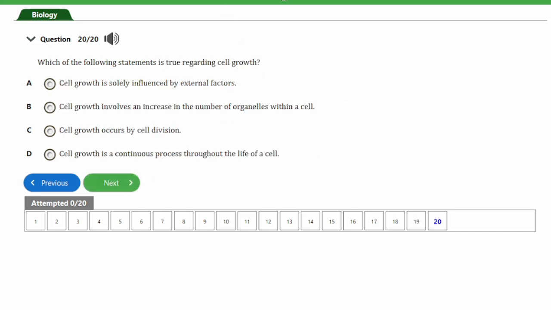That's question number 20. It says, which of the following statements is true regarding cell growth? A. Cell growth is solely influenced by external factors. B. Cell growth involves an increase in the number of organelles within a cell. C. Cell growth occurs by cell division. And D. Cell growth is a continuous process throughout the life of a cell. So guys, the answer to this question is option C, cell growth occurs by cell division.